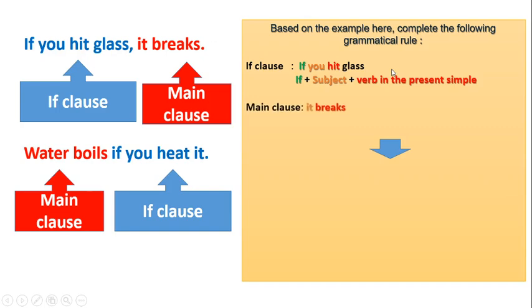Great. Now we move to the main clause. The first one, it breaks. As you know, it is a subject and breaks is a verb in the present. So in the if clause and the main clause, both of them, we have the verb in the present simple.